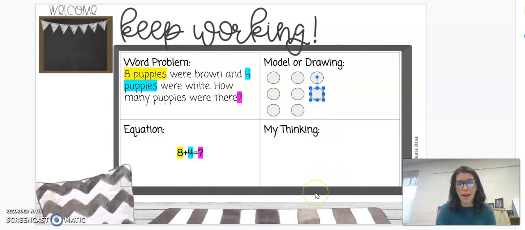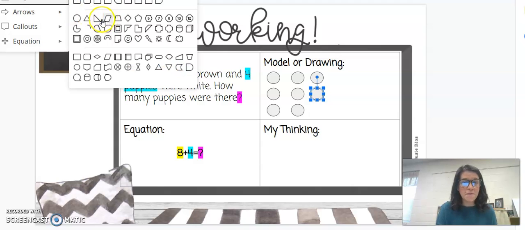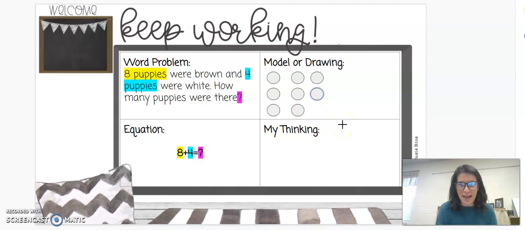And the circles will represent the brown puppies. Now I'm going to use a different shape for the white puppies. I'm going to use a triangle. And I see in my problem that there were 4 white puppies. So I'm going to make 4 triangles. 1, 2, oopsies, 3, 4.